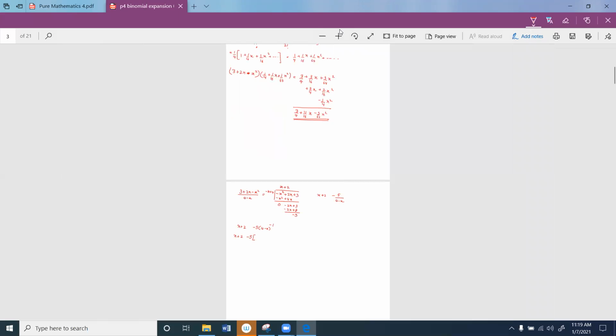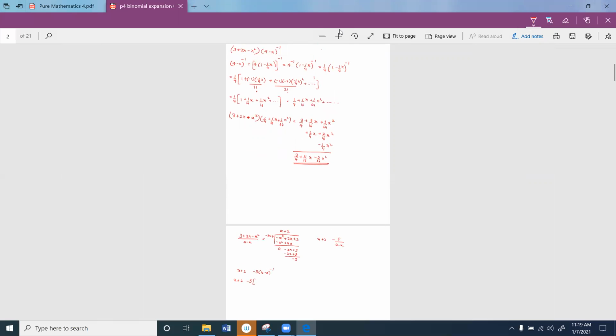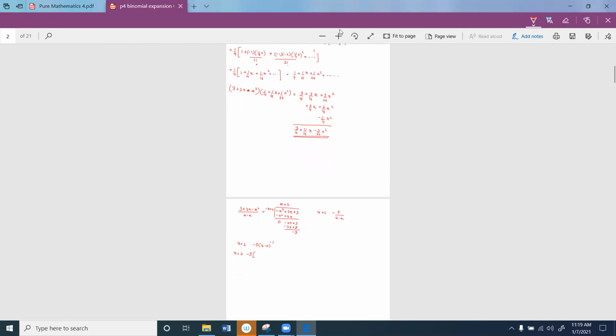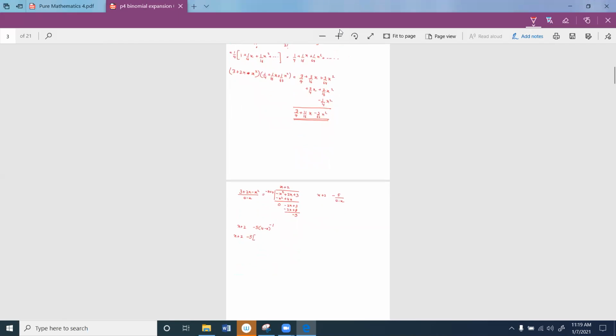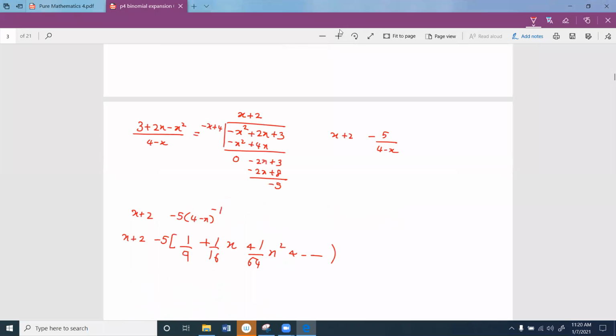Here we already learned the expansion of this bit, 4 to the power of this bit. So that turns out to be 1 over 4 plus 1 over 16x plus 1 over 64x squared. Okay, let's do this and see whether we can reach the same answer by this approach.